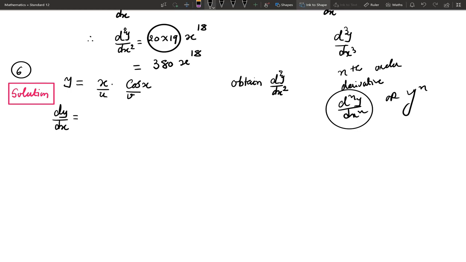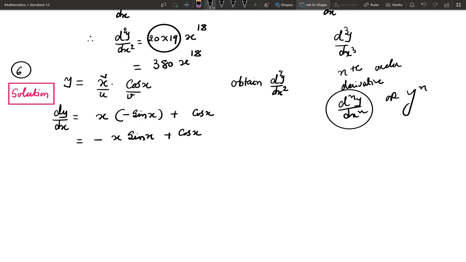So x as it is, derivative of cos x, minus sin x. Now cos x as it is, derivative of x with respect to x is 1. So this is minus x sin x plus cos x. This is first order derivative.